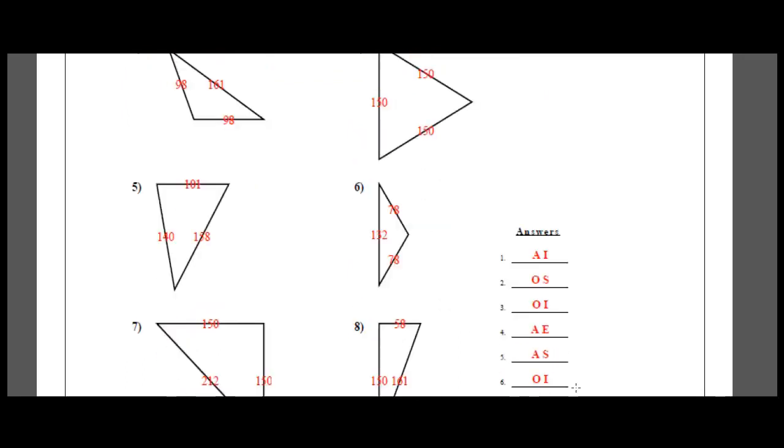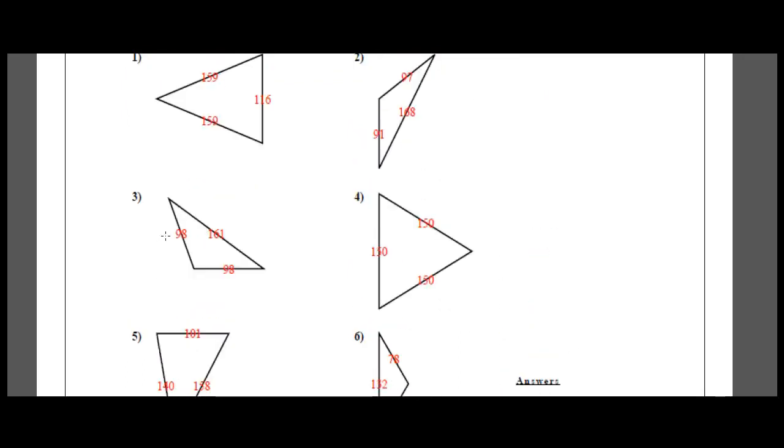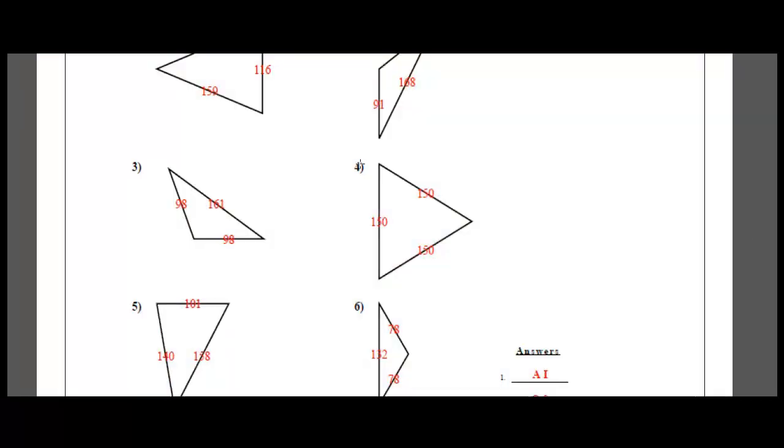Obtuse and scalene. Question 3, we have 98 and 98, so we have two sides that are equal, so we call it isosceles triangle. And we have here one angle bigger than 90, so it's obtuse triangle. OI, sorry, obtuse and isosceles.